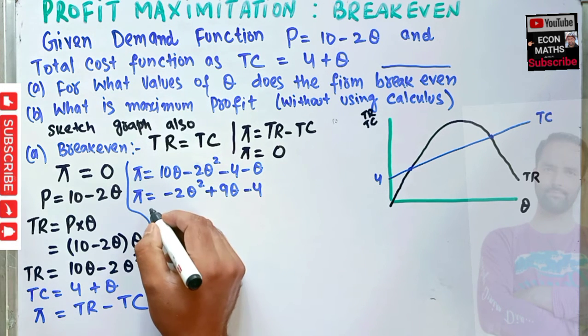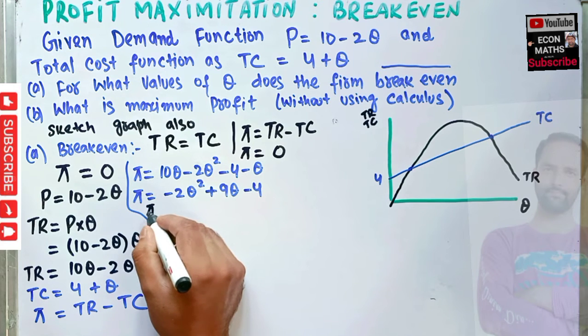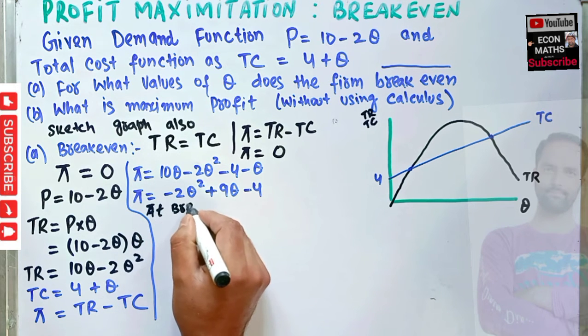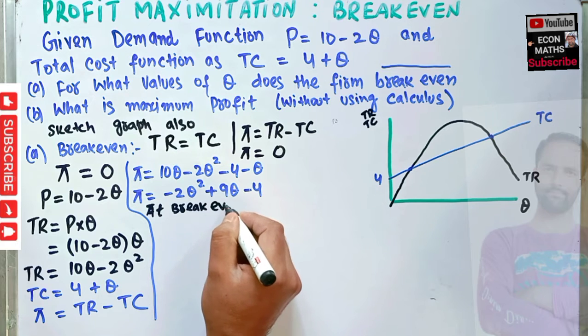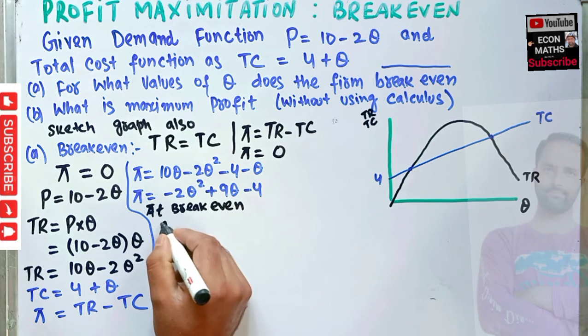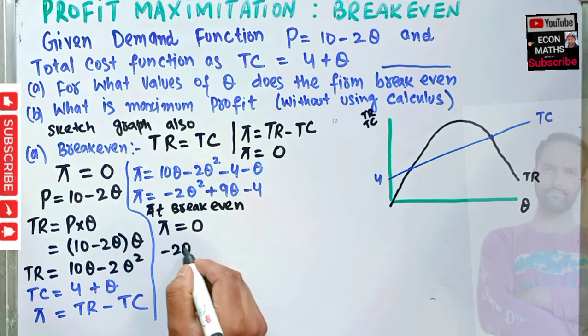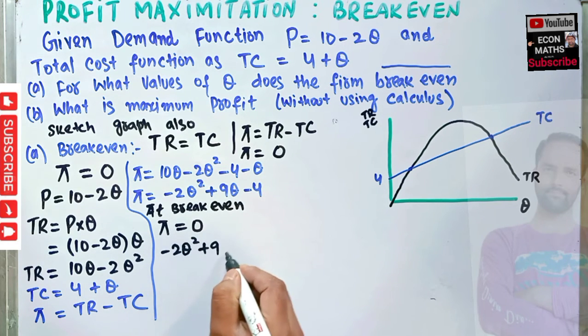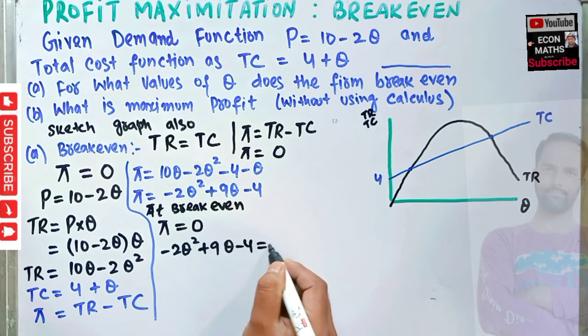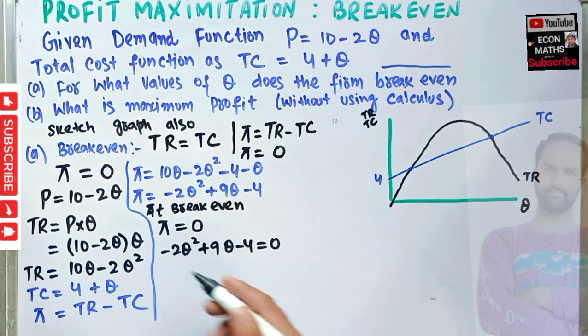At break even, we know our profit will be equal to 0. That means minus 2Q square plus 9Q minus 4 should be equal to 0, obviously, because at break even firms don't make any profit. This is a quadratic function. We will use the quadratic formula to solve it.